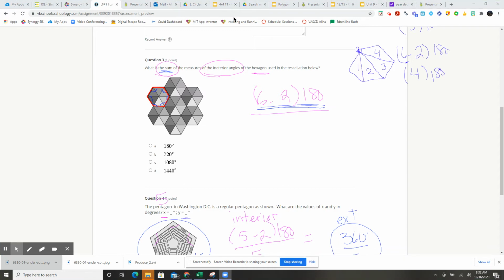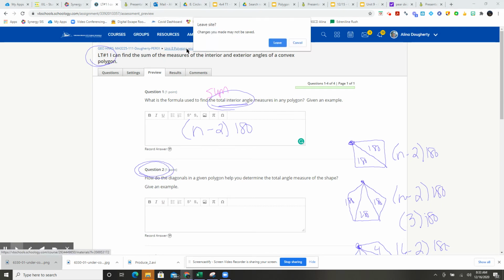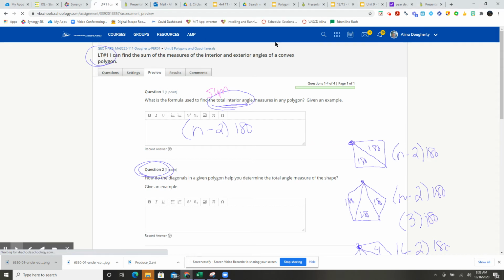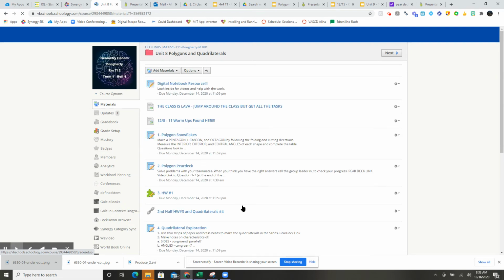Okay. Let's go look at the next one. Come on, little computer. I feel like it's an old car. I have to talk to it. It's okay.